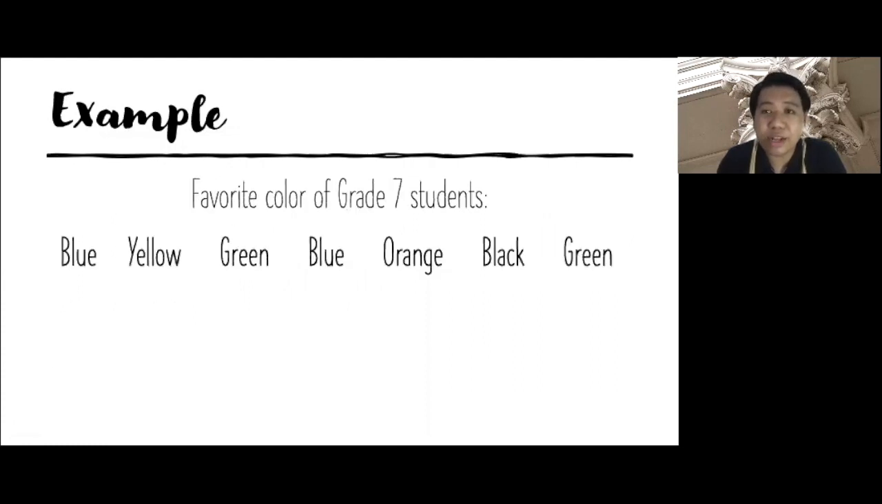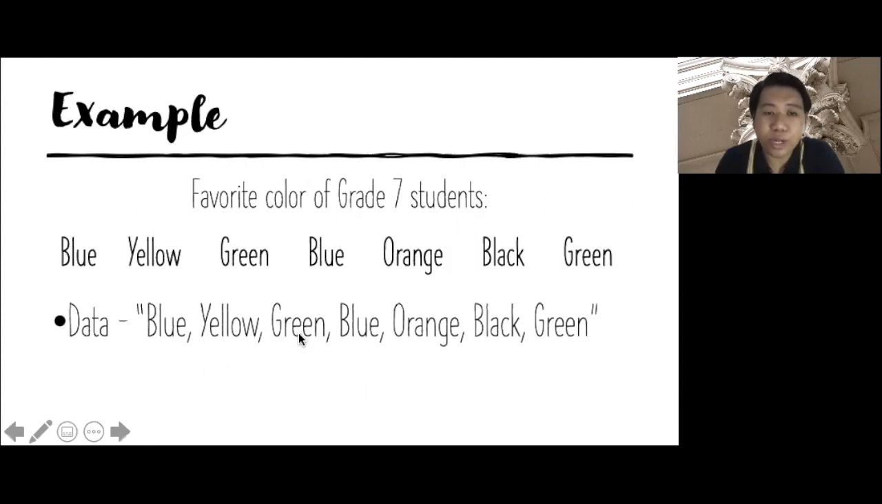So here's another example. So these are the favorite color of grade 7 students: blue, yellow, green, blue, orange, black, and green. So the data were blue, yellow, green, blue, orange, black, and green. And an example of data point is black. So that's data and data point.